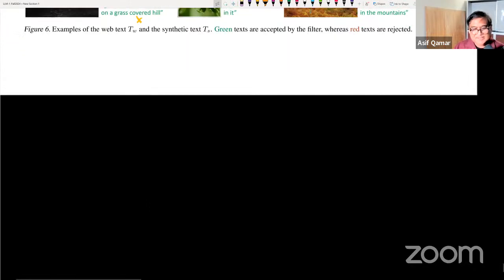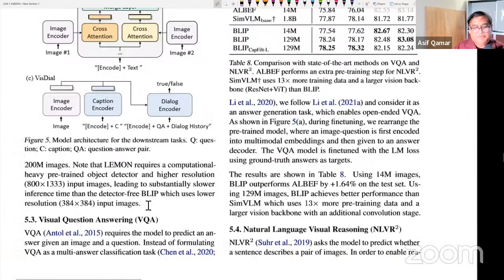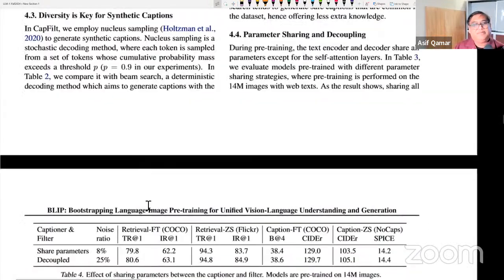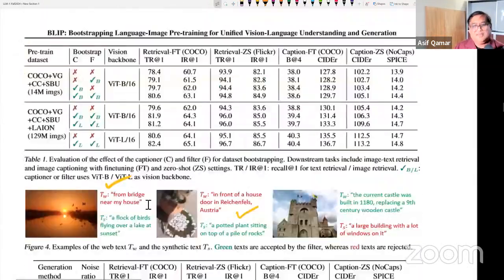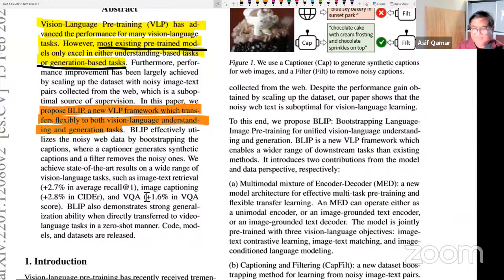Okay? So with this background, I hope you realize that what we are looking at is something that represents a significant advance. Let's study this paper then. Let me go back to them. So we go back here. It says, now let's read the sentence again. In this paper, we propose BLIP, a new VLP framework which transfers flexibly to both visual language understanding and generation tasks.